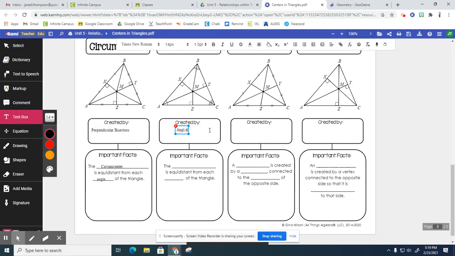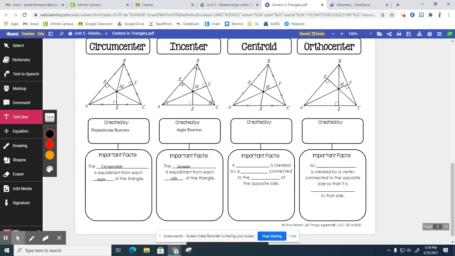That is created by angle bisectors. Okay, so now we've actually cut the angles in half and drawn them out until they've met in the middle of the triangle. So those are angle bisectors. And what's cool is the incenter is equidistant from each side of the triangle. So this center in the middle is equidistant from every side.